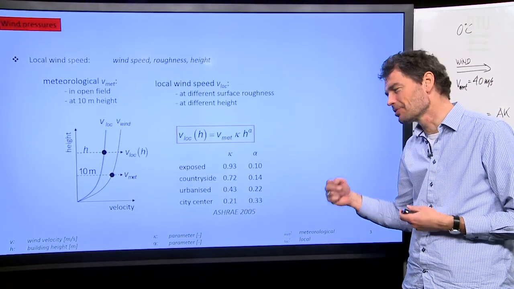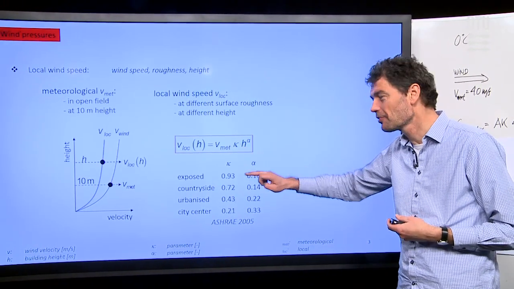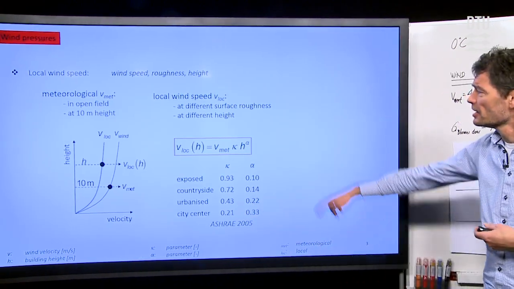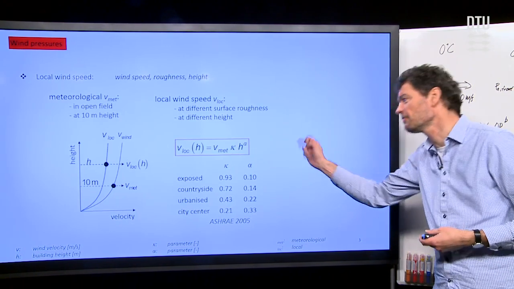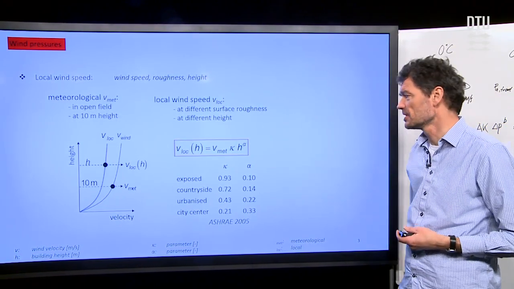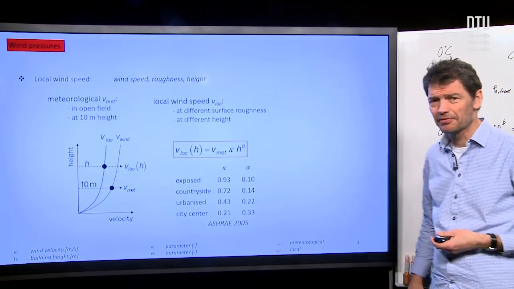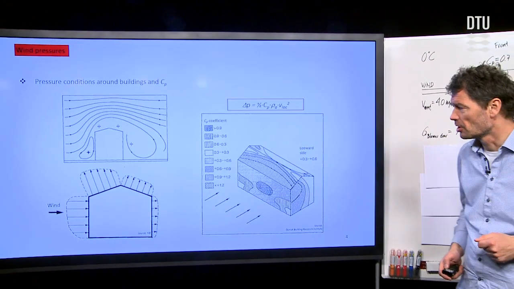Later on, I'm going to show an example where we're talking about an urbanized area. So just remember for later, the kappa we're going to use is 0.43. Next, we should multiply with the height, and that should be raised to the power alpha. And alpha, you can see also in this table, in this case, for the urbanized area, I'm looking at an alpha of 0.22. So just so we can remember those numbers.